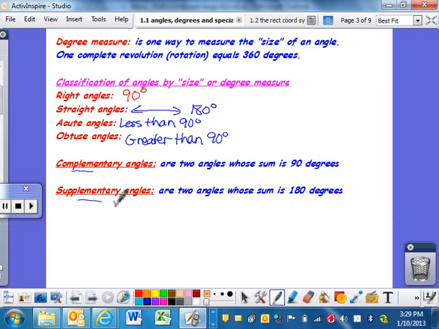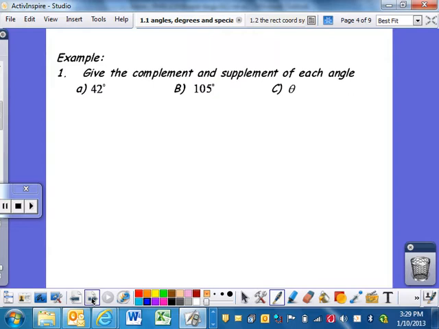Complementary and supplementary. Complementary is when the two angles sum to 90, and supplementary is when those two angles added together equal 180. If I say give the complement, that just means the complementary angle. I'm going to denote complement with a C. So how can you find the complement if the original angle is 42? Well, 90 minus 42 equals 48 degrees. Okay, so that's your complement.